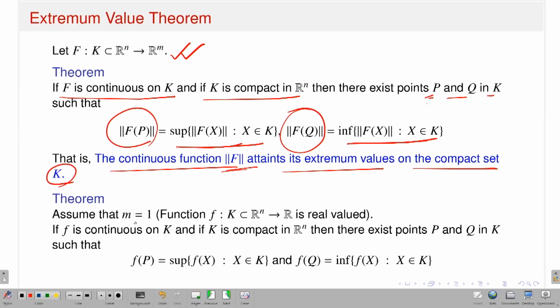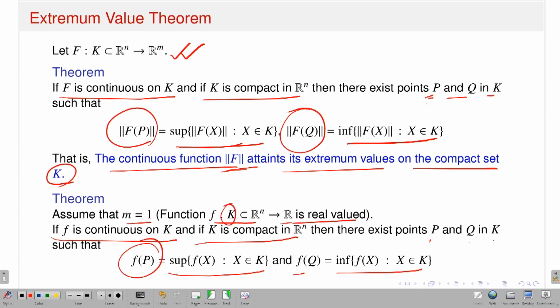In particular, if I take m equal to 1, that means I am considering real valued functions from n-dimensional Euclidean space. That means the function f from K, a subset of Rn, to R, which is real valued. If small f is continuous on K and K is a compact set in Rn, then there exist points P and Q in K such that the value of the function at P is nothing but the supremum, and the value of the function at Q is nothing but the infimum. In other words, if I have a function f defined on a compact subset of Rn to R, and if f is continuous, then this supremum and infimum exist.